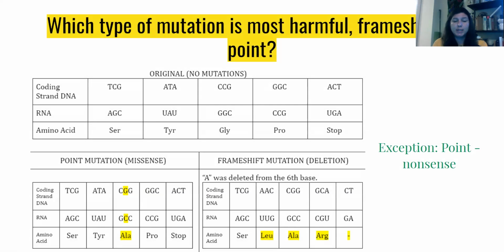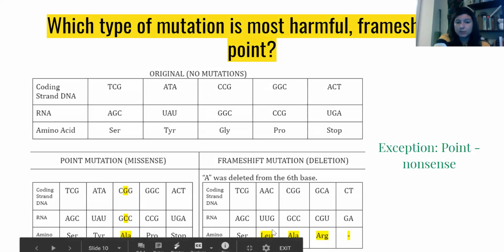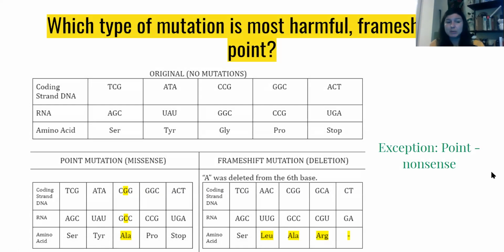So looking at point mutations and frameshift mutations, we can see that in the frameshift mutation, there are 4 amino acids that have changed: 1, 2, 3, 4. In the point or missense mutation, only 1 amino acid has changed. So when we talk about which one is the most harmful, it's our frameshift mutation, because it changed 4 amino acids. It's going to drastically change the protein and the phenotype of whatever it is coding for, whether it's blood cells or brain cells or skin cells, and it is going to be drastically different than what it should be. So frameshift mutations tend to be more dangerous.